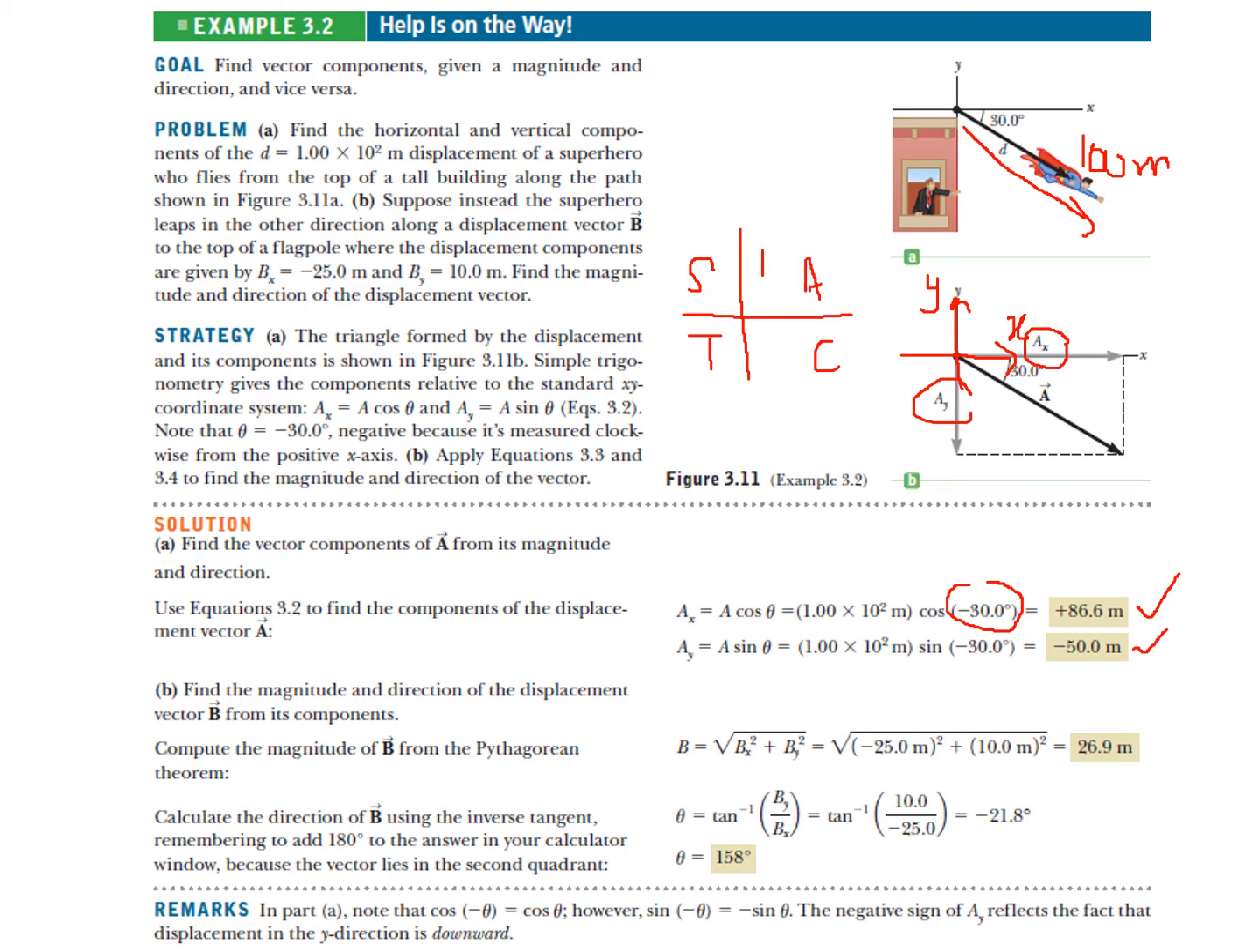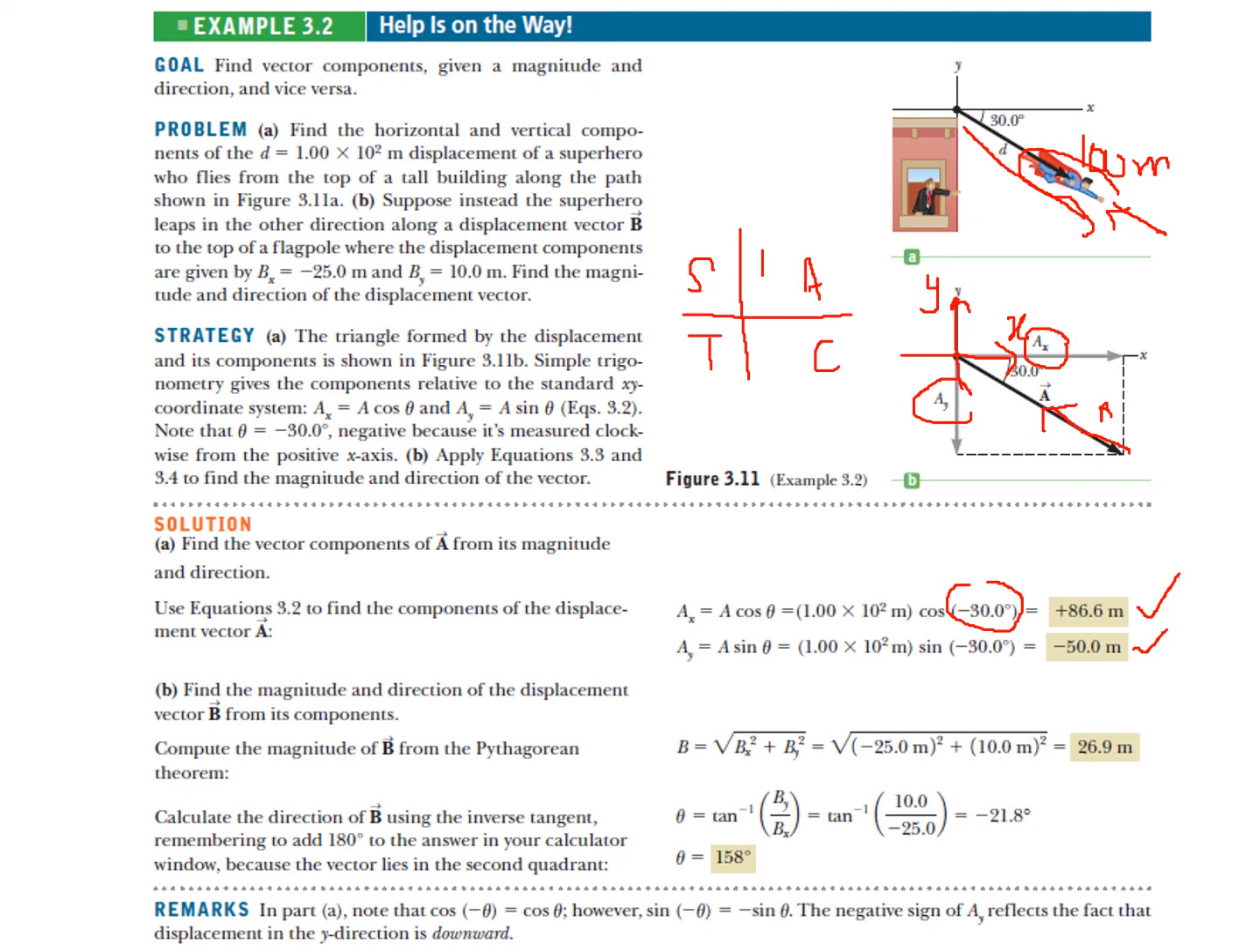And of course, that is for the components, because part A is asking for the horizontal and vertical components of vector A. How about if the superhero leaps in the other direction along a displacement vector B to the top of a flagpole? Right now the superhero is going upwards, 25 meters. So we have BX, which in the question is already negative 25, and BY equals 10.